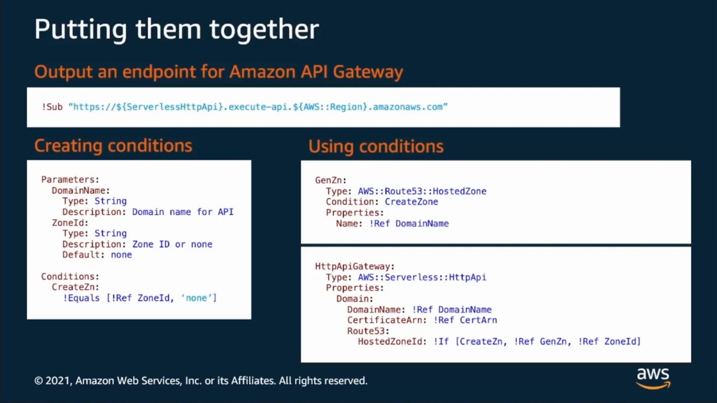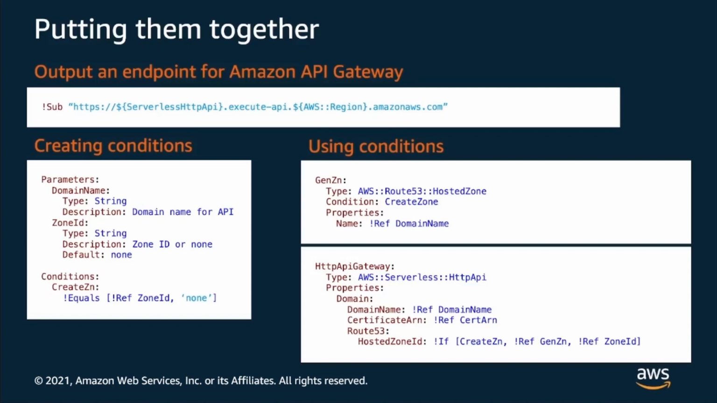In this example, I pass in a domain name and a zone ID, and then I create a condition, and I say bang equals. Now that's not equals. Bang is the shorthand for using these functions in YAML for SAM. But I'm saying bang equals, and I'm saying I want the ref zone ID to equal none. If it equals none, then I need to create the zone.